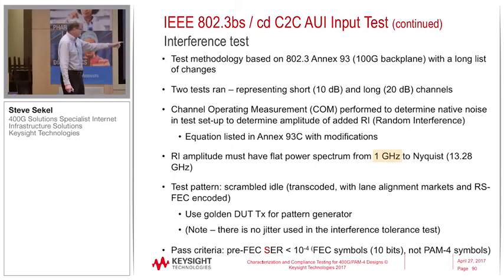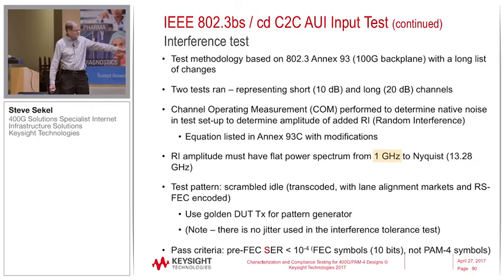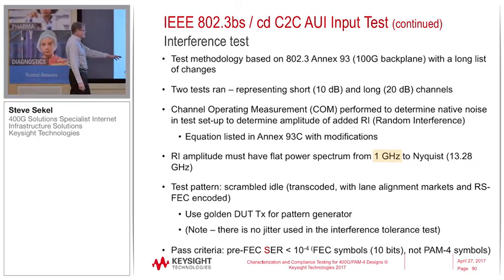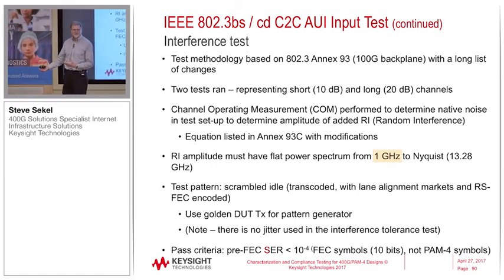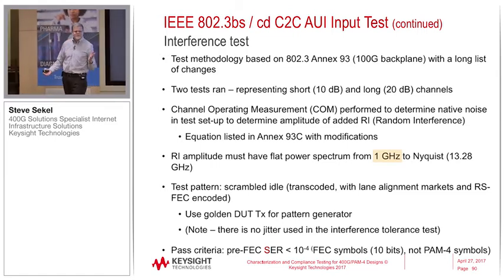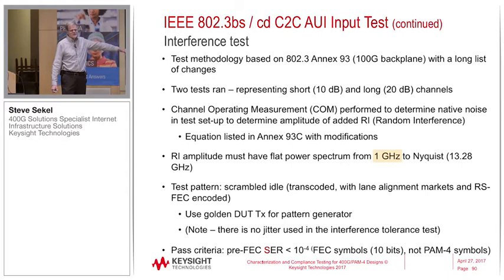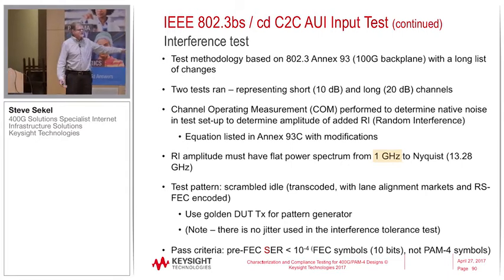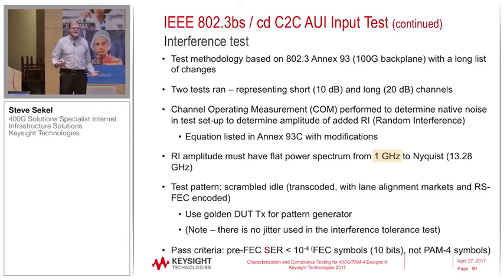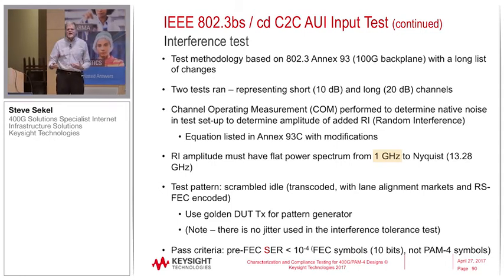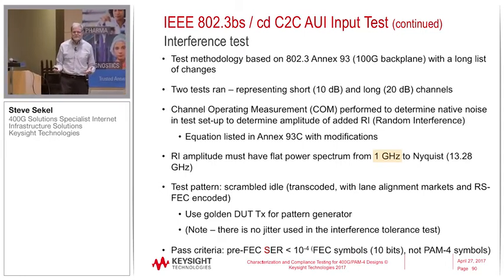So the pass criteria is a prefix SER, and has a symbol error rate of 10 to the minus 4. And notice the term SER. Do not confuse SER here, and they don't tell you this in the standard, with PAM4 SER, okay, which is symbol errors. No, this is FEC SER. So the assumption is that it's measured inside the chip, with the internal error counters. And it's done already after the de-gray coding, so we're no longer in a PAM4 environment.